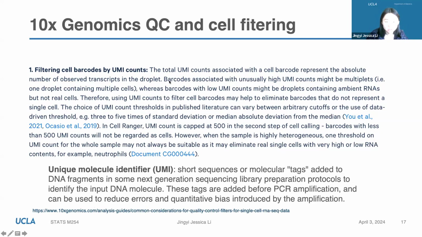So here we continue from the description. Barcodes associated with unusually high UMI counts might be multiplets, that is, one droplet containing multiple cells, whereas barcodes with low UMI counts might be droplets containing ambient RNAs, just floating RNA in the solution, in the liquid, but not real cells. Therefore, using UMI counts to filter cell barcodes may help to eliminate barcodes that do not represent a single cell. The choice of UMI count thresholds in published literature can vary between arbitrary cutoffs or the use of data-driven thresholds.